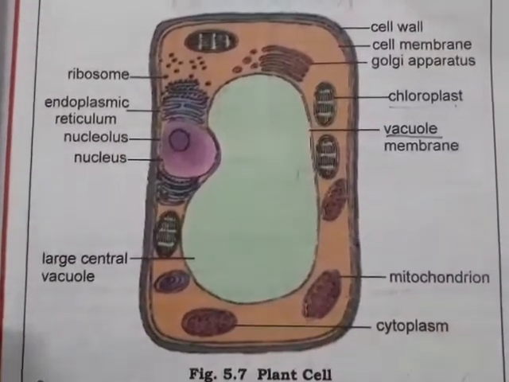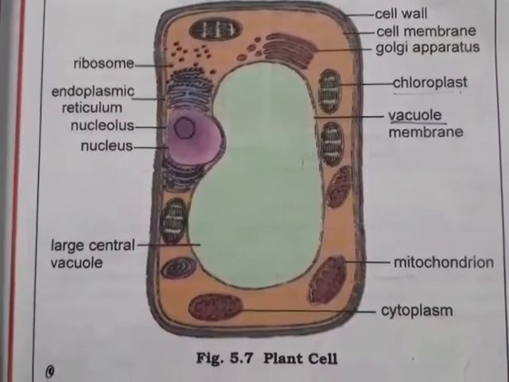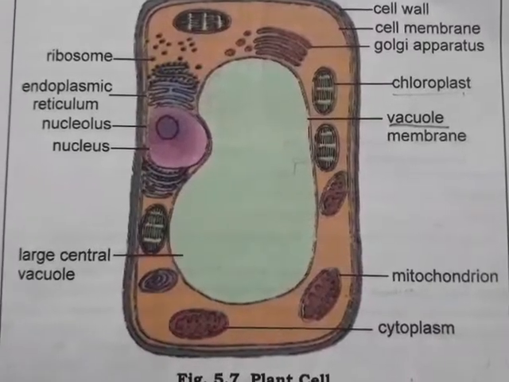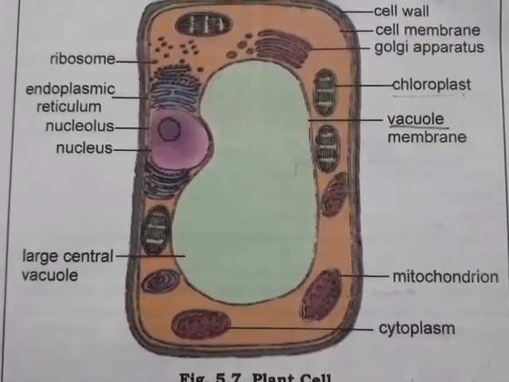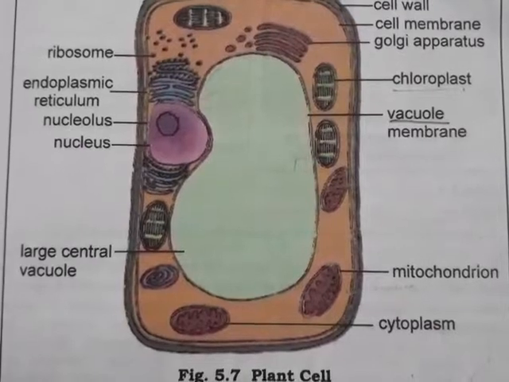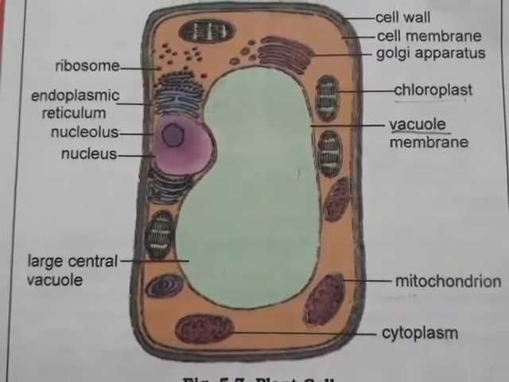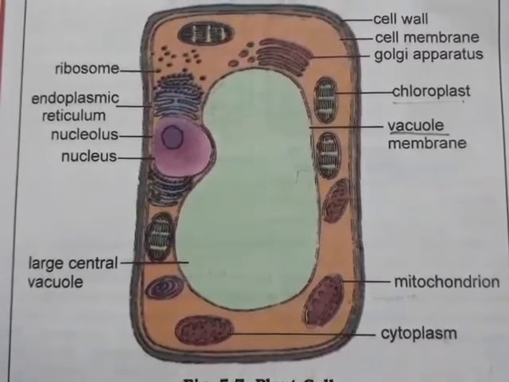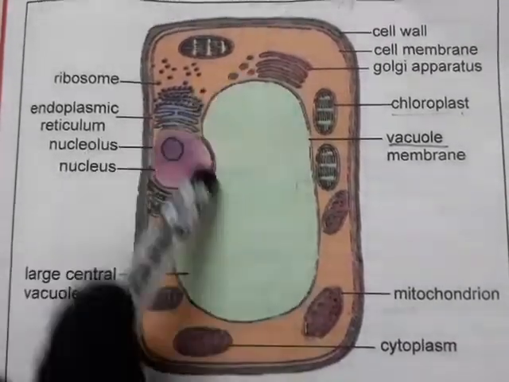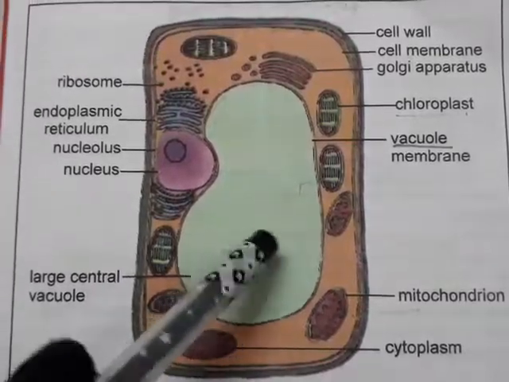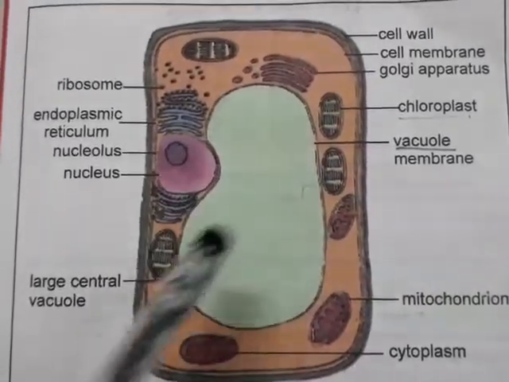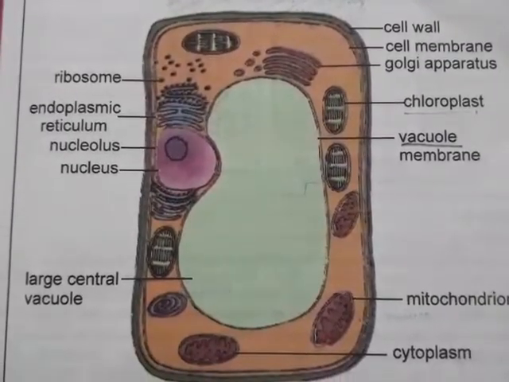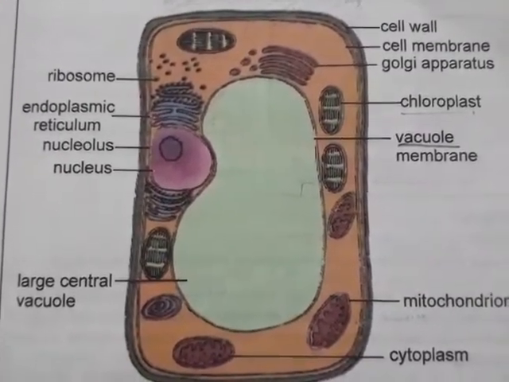The next cell organelle is the vacuole. Vacuoles are nothing but the storeroom of the cell. What do we do in a storeroom? Whatever extra important things there are, we keep in the storeroom. Vacuoles are storage sacs for solid or liquid contents. This green structure is a vacuole in a plant cell. You can see it is very big here. In the plant cell it is large, but in the animal cell it is small.